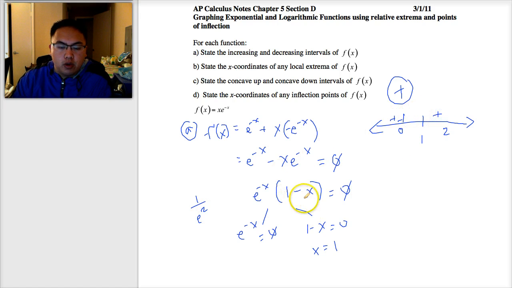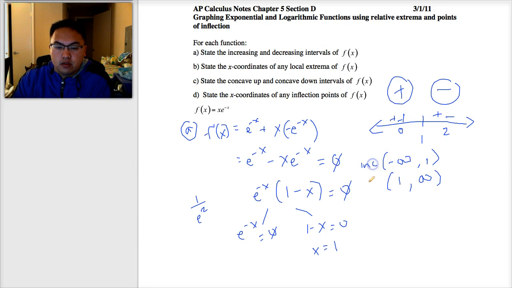If I plug in 2 here, 1 minus 2 is a negative number. It's negative, which means this whole zone is negative. Okay. So just to make this quick, for letter A, to state the increasing and decreasing intervals, the increasing interval is from negative infinity to 1, and the decreasing interval is from 1 to positive infinity.